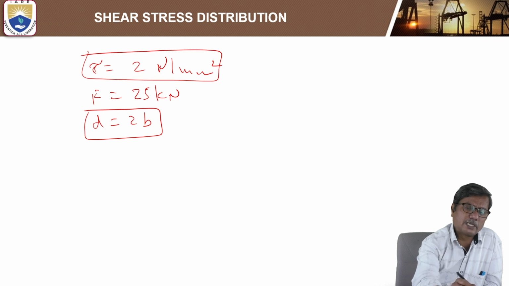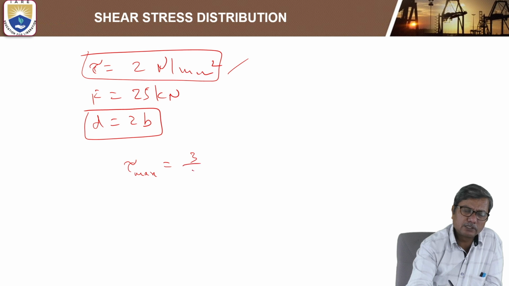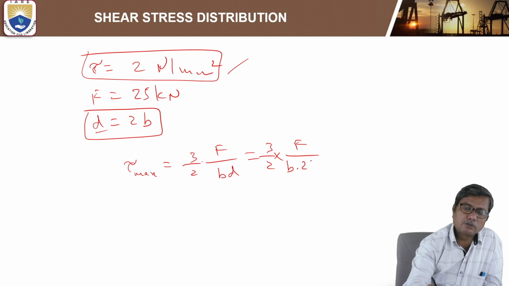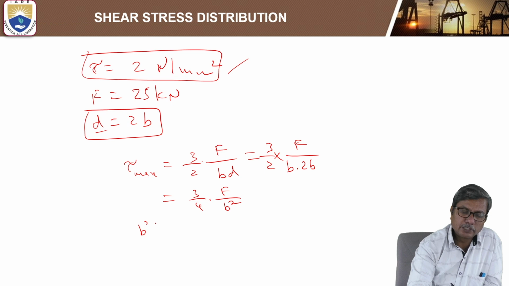So how will you get it now? This is the maximum shear stress. And what is the maximum shear stress across the beam section in case of a rectangle? It is 3 by 2 into F by BD. And you replace D by 2B. So 3 by 2 into F by B into 2B. That is 3 by 4 into F by B square. So from this, B square is equal to 3 by 4 into F by tau maximum.